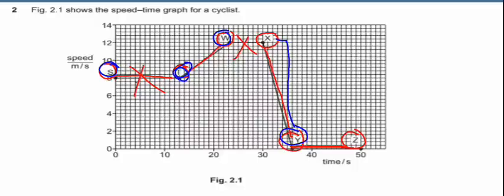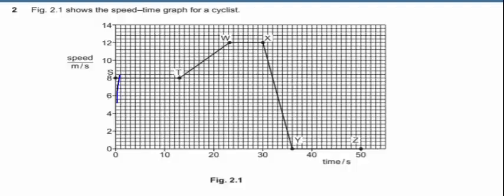Then as for question B, it is saying, calculate the distance traveled by the cyclist in section ST. Now, to calculate this one here, let's look at the shape of ST. The shape of ST is this one here. So let me just draw it again. We have this one. So you can just say it is a rectangle.